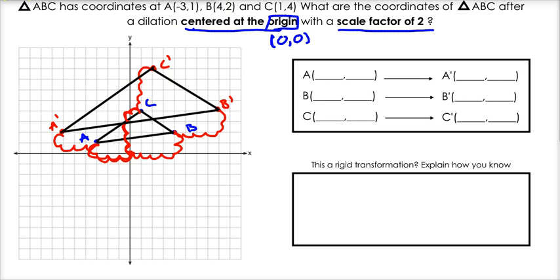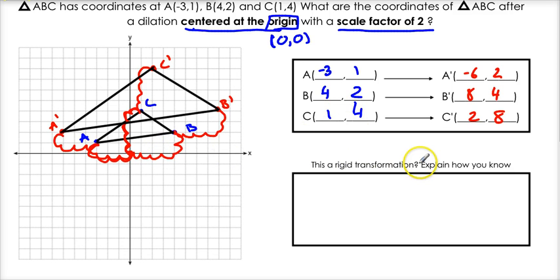There we go. Now the question here is asking us to state the coordinates, so let's be nice enough to do that. ABC, that is given to us, so that's at -3, 1, 4, 2, and 1, 4. Our new coordinates are going to be at -6, 2. Alright, just finding out where they are. B prime is at 8, 4, and C prime is at, let's see, 2, 8. Alright. And that's just how it's done. It's just a counting method.